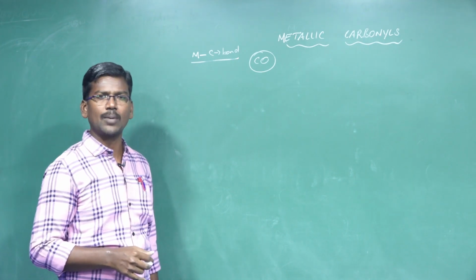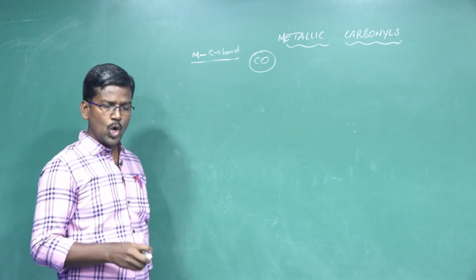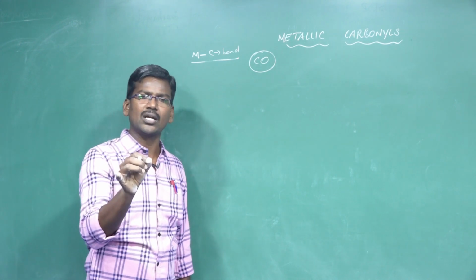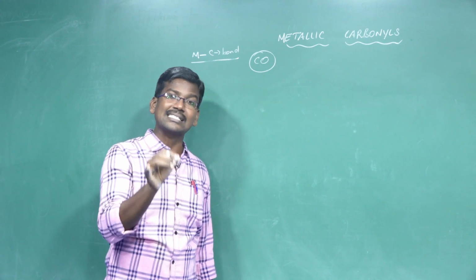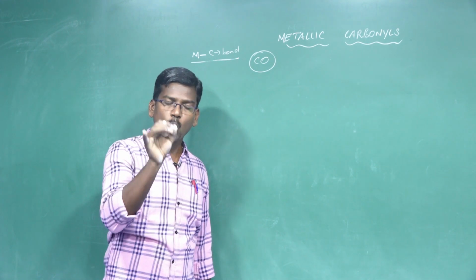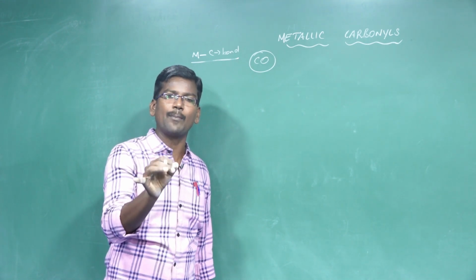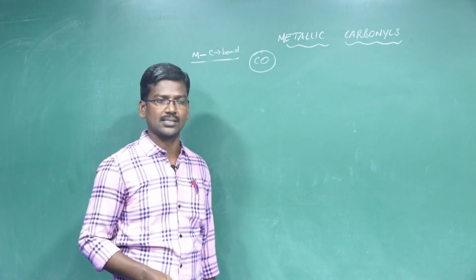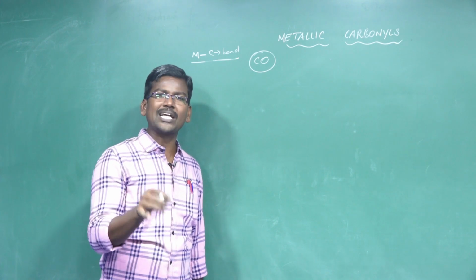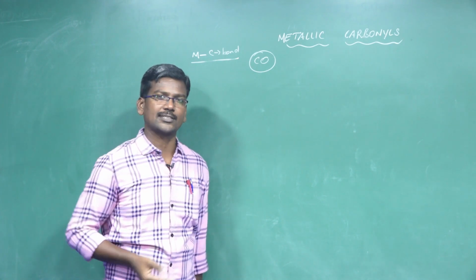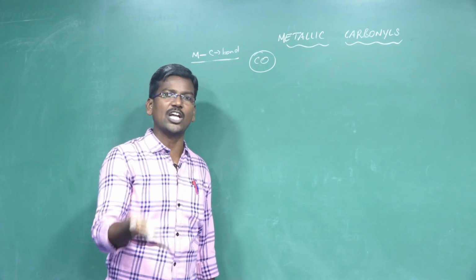One is a homoleptic complex and one is a heteroleptic complex. A homoleptic complex contains all similar ligands: all ligands are the same, or only one kind of ligand is present in the complex. Another one is the heteroleptic complex, which contains different kinds of ligands, not the same kind of ligand.